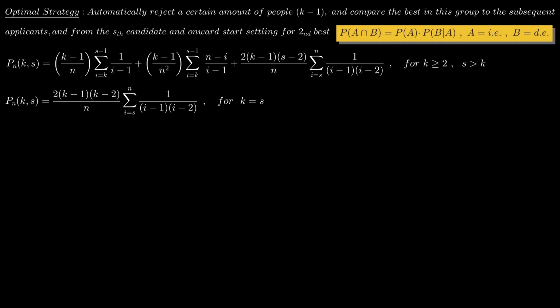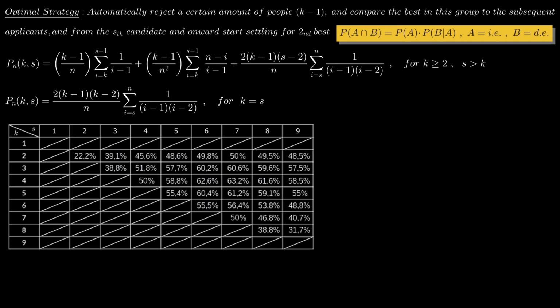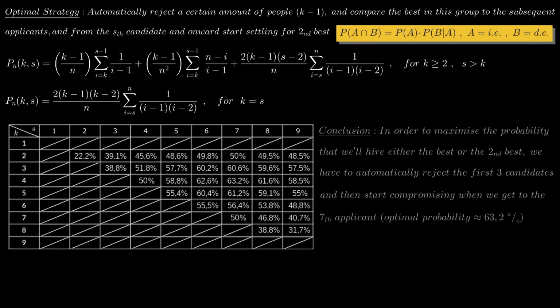So we plug in our values, k from 2 to say 7, and s from 3 to 9. And so here's a table for the various values of k and s. According to this table, the k and s that give the highest probability are k equals 4 and s equals 7. So putting this all together, the optimal strategy in order to maximize the probability that we'll select the top 2 candidates is to reject the first 3 applicants and then start compromising when we get to the 7th applicant. And the maximum probability is approximately 63.2%. And that's your answer.